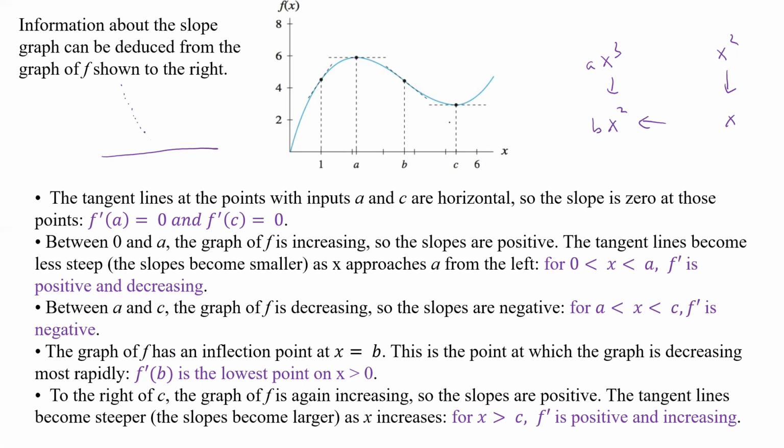Well, here's A, here's C. It's going down. Okay, so we're decreasing. Now the slopes are all going to be negative. So, A less than X less than C, f prime is negative. So we're going to have negative slopes.